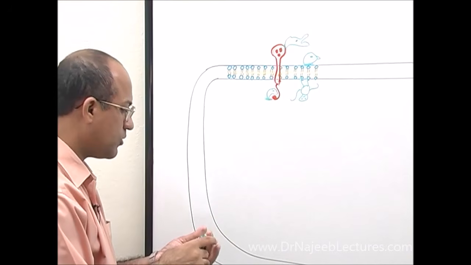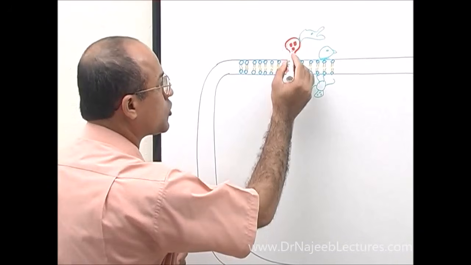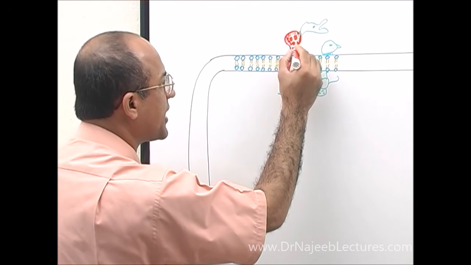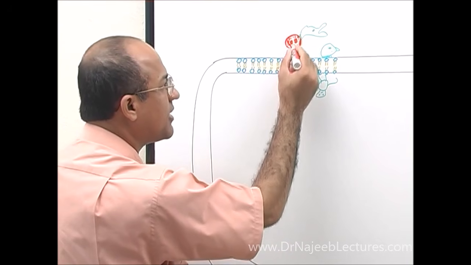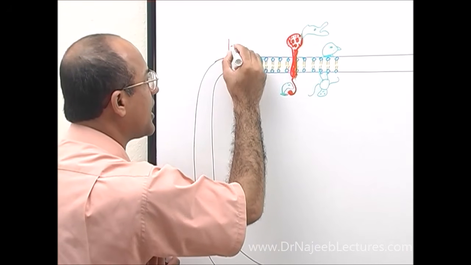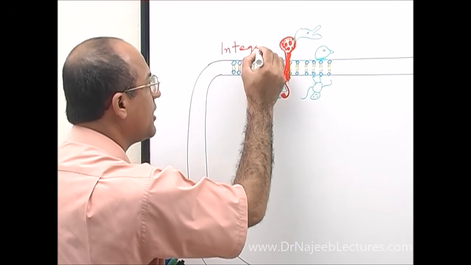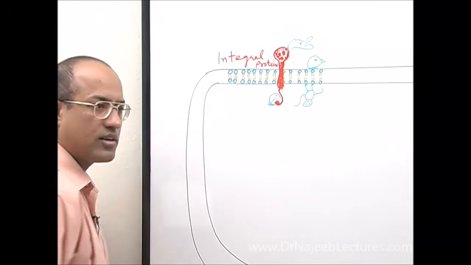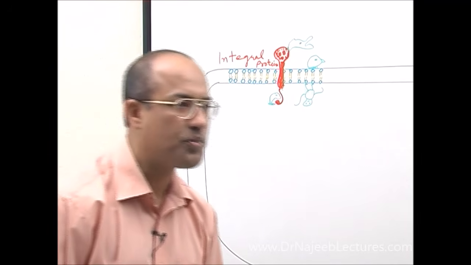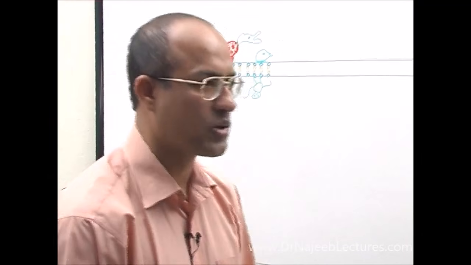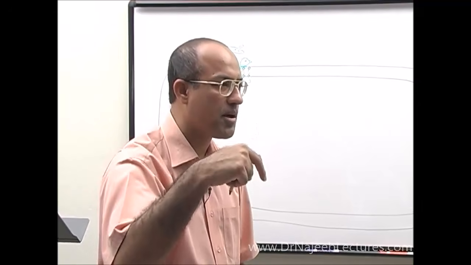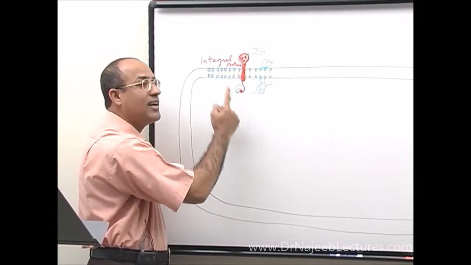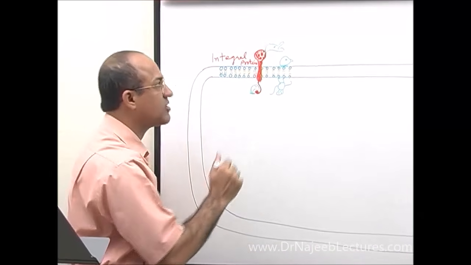Those proteins which pass throughout the membrane are called integral proteins. What are they called? Integral proteins. So membranes have a special type of integral proteins which are passing through the membrane, and these integral proteins are also called transmembrane proteins. What are they called?